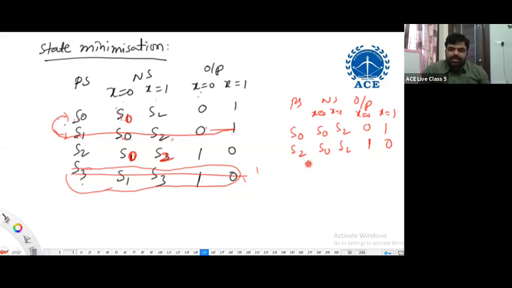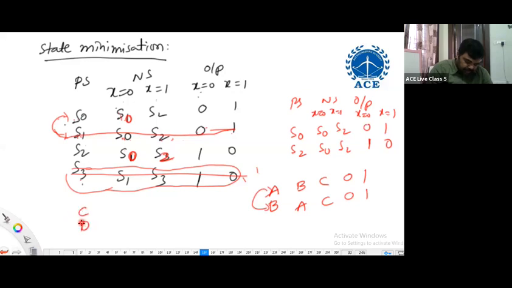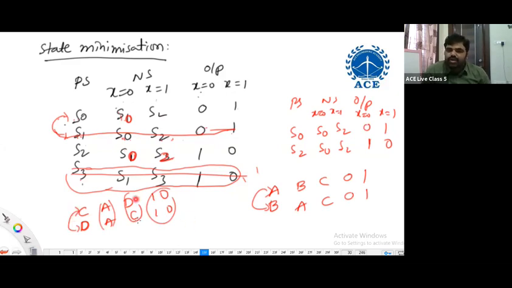The other possibility, let me see here. If I say A, B, and here it is B, A, and C, C, 0, 1, 0, 1. In this case also we can merge. Everything is matching except these two, and the difference is also present states only. The other possibility, let me take like C, D, and here it is A, D, and A, C, 1, 0, 1, 0. This also can be merged. Here, this is same and these are same. The difference is also this much only.